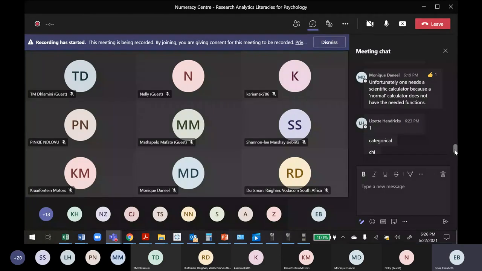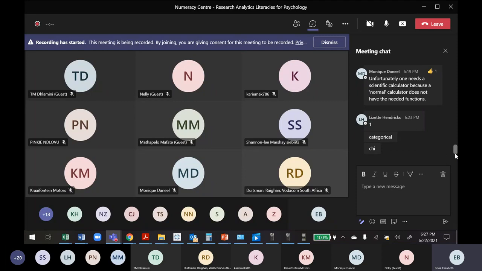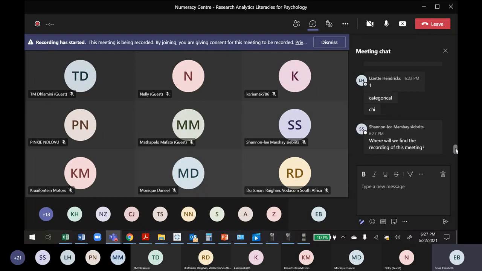Unfortunately, one needs a scientific calculator because a normal calculator does not have the functions. Yes, a normal calculator does not have a function to do the standard deviation. You need the square root to calculate some of the things. Some normal calculators, you will struggle to do that. So please, before you go right, go invest. Skip, if you like eating KFC, chicken, pizza, McDonald's, all those, you're going to starve yourself just to get a calculator in order for you to pass stats or psych. Invest in that.